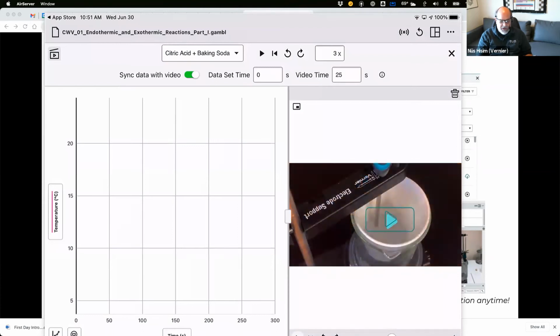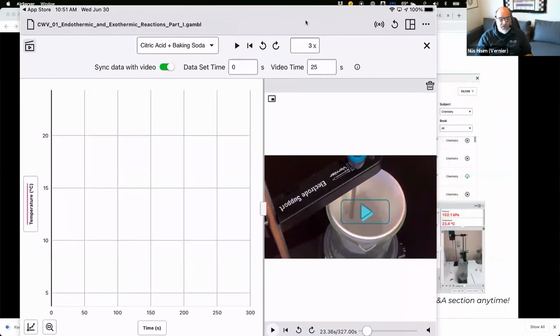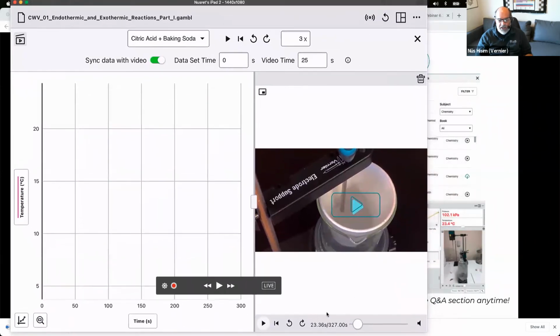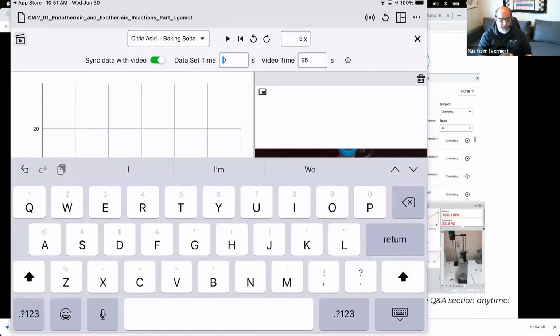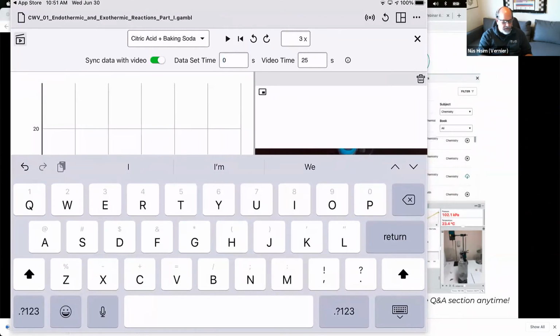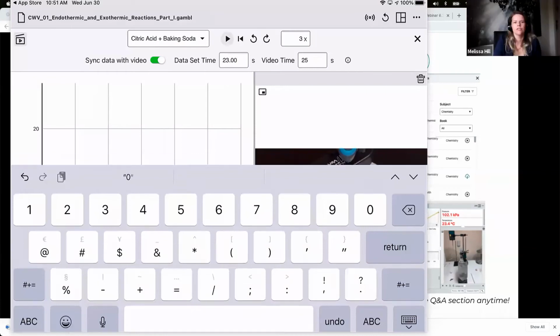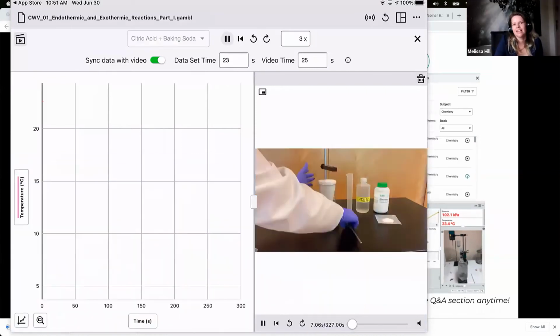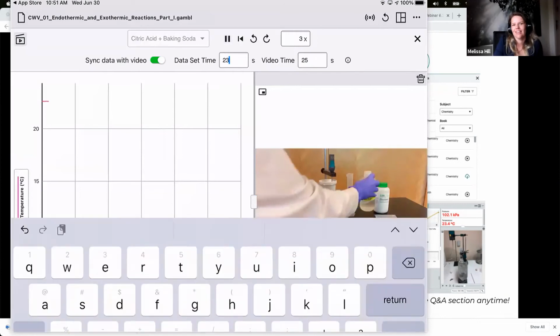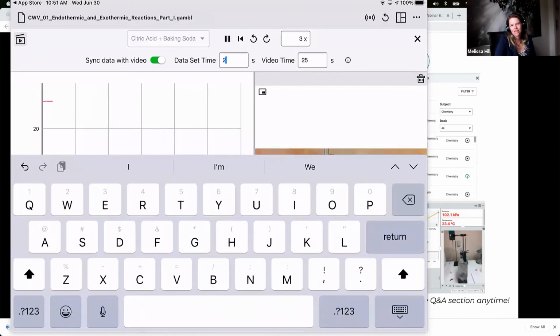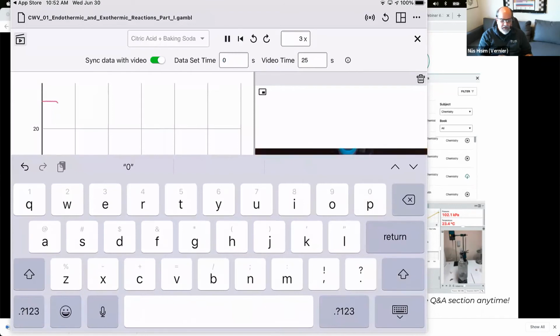Yeah. So what I'm going to do is that time is 23 seconds, and can you see that? Let me see if I can adjust the thing. That time is 23 seconds. So I'm going to go up here and set the data to 23 seconds, and then play it synchronized. You're doing that backwards. You want the data set time to be 0 seconds and the video time to be 23. I'm a bonehead. That's all right.